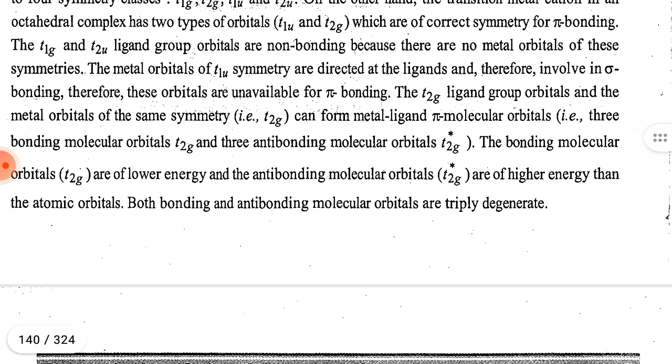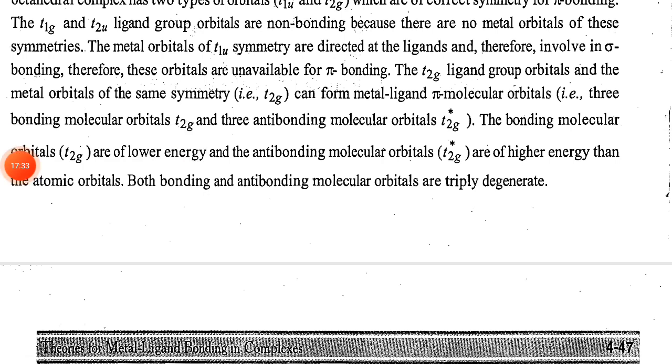The t2g ligand group orbitals and metal orbitals of the same symmetry, that is t2g, can form metal ligand molecular orbitals, that is, three bonding molecular orbitals. The t1g and t2u ligand group orbitals are non-bonding because there are no metal orbitals of these symmetries.